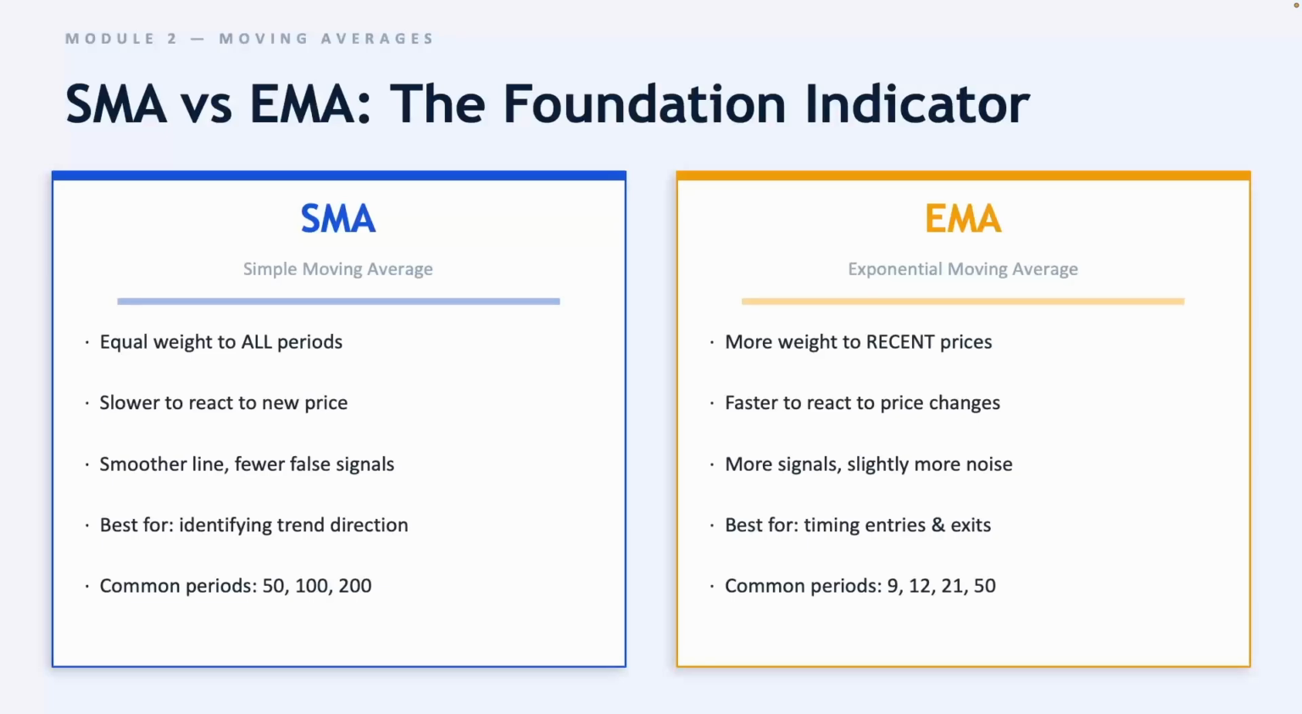An exponential moving average, or EMA, does the same thing but gives more weight to recent prices. This makes it faster to react to new price action, which is why traders prefer it for short-term signals.